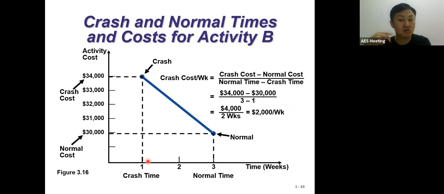Each week itself here is 2,000. So you can see carefully, your total crash cost for 2 weeks here is 4,000. But if you divide by 2 weeks, 1 week itself is 2,000. So that will be the summary for the crash cost for activity B here. Okay, it's another example I show to you.